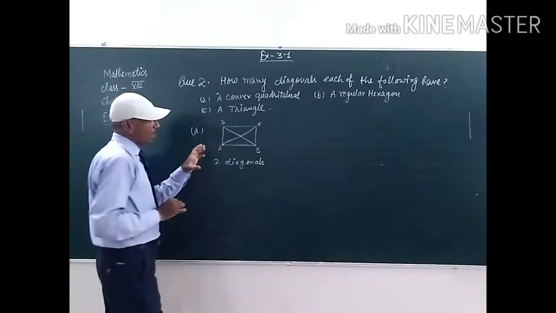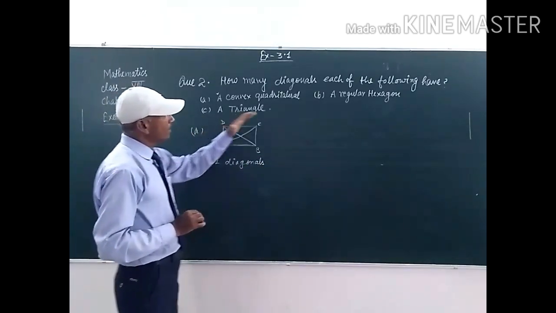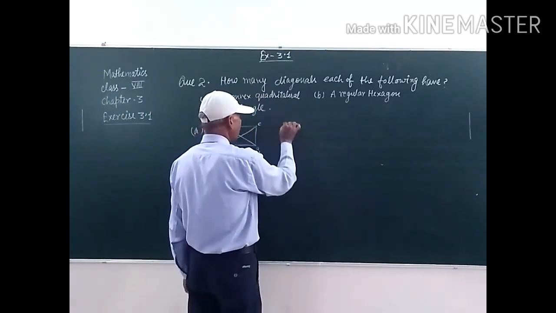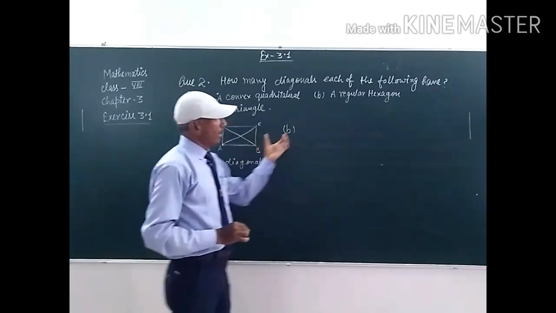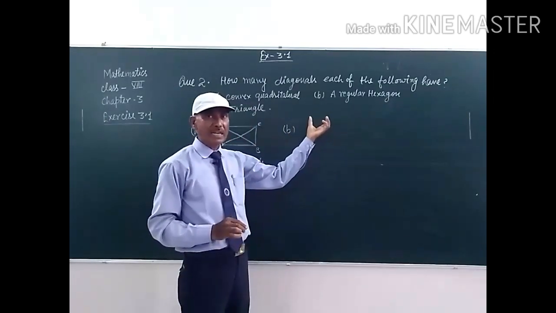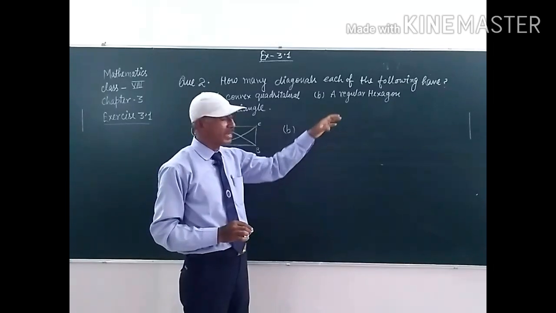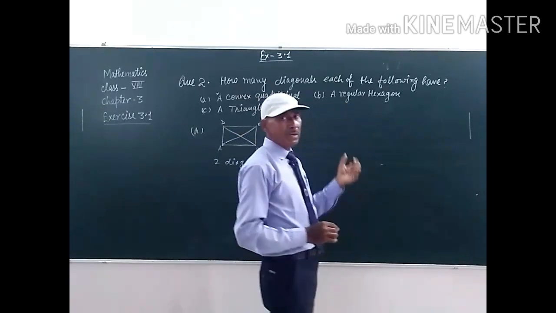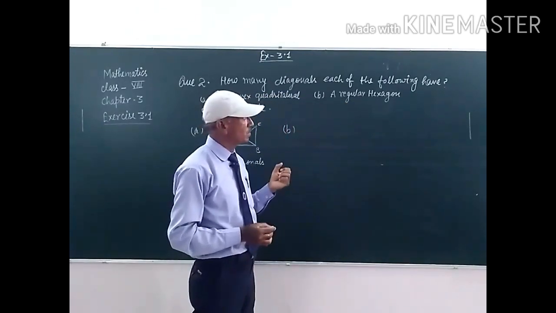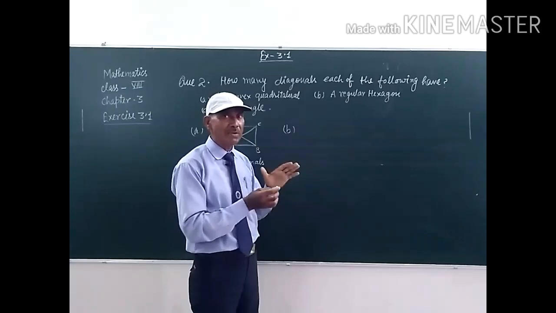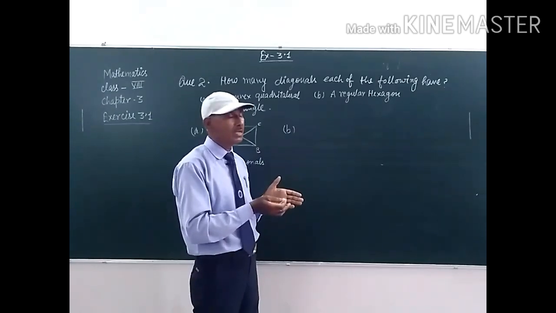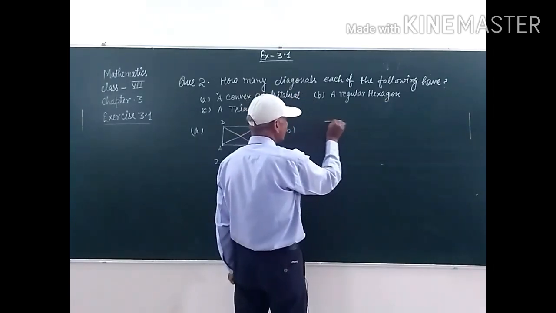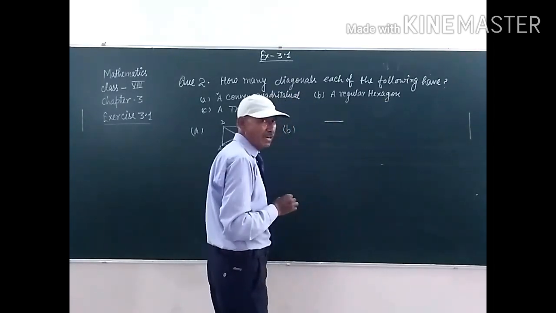Clear, student? And the second figure is a regular hexagon, B. A regular hexagon is a hexagon whose all sides are of equal length and whose all angles are of equal measure. A regular figure or regular polygon is one where all sides are of equal length and all angles are of equal measure. This one is a regular hexagon. A hexagon is a six-sided figure, student.